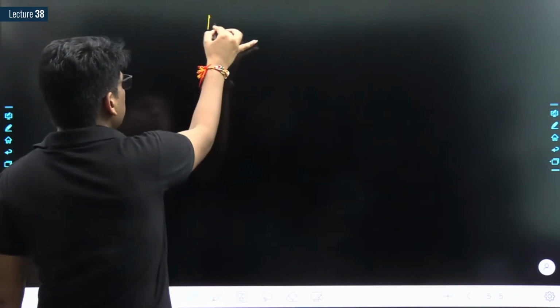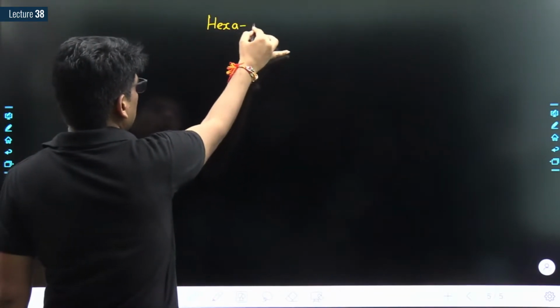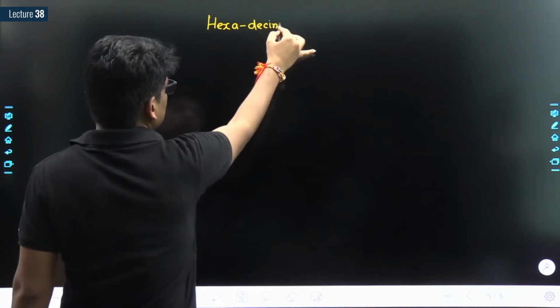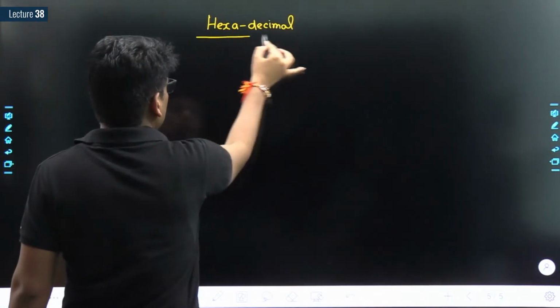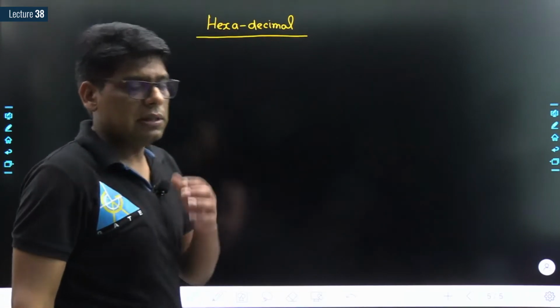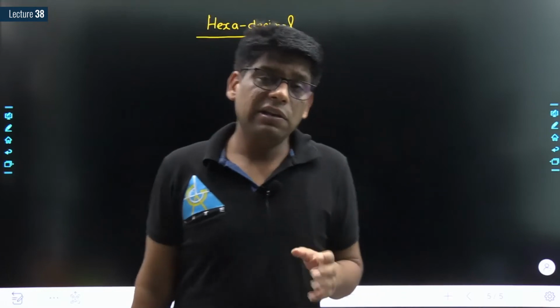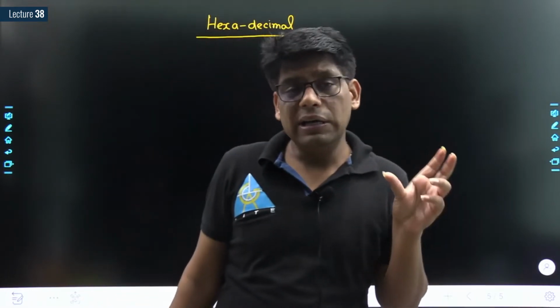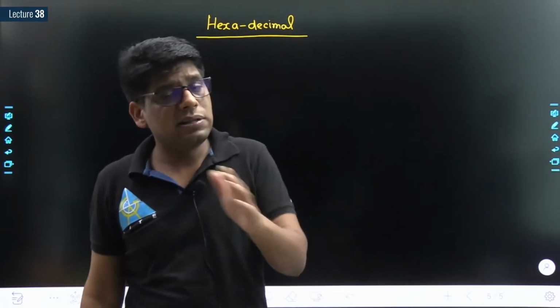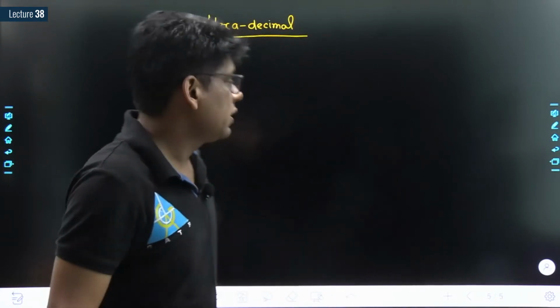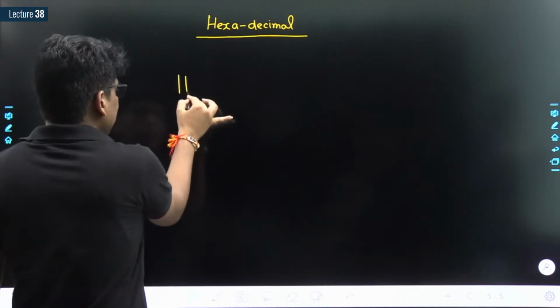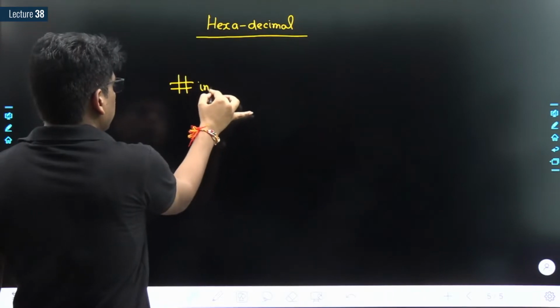Sir, is it possible to give an integer literal in hexadecimal? Just like octal, is it possible that the user or programmer can give any integral constant or integral literal in hexadecimal? Yes, of course it is. Sir, for that, what do we need to do?